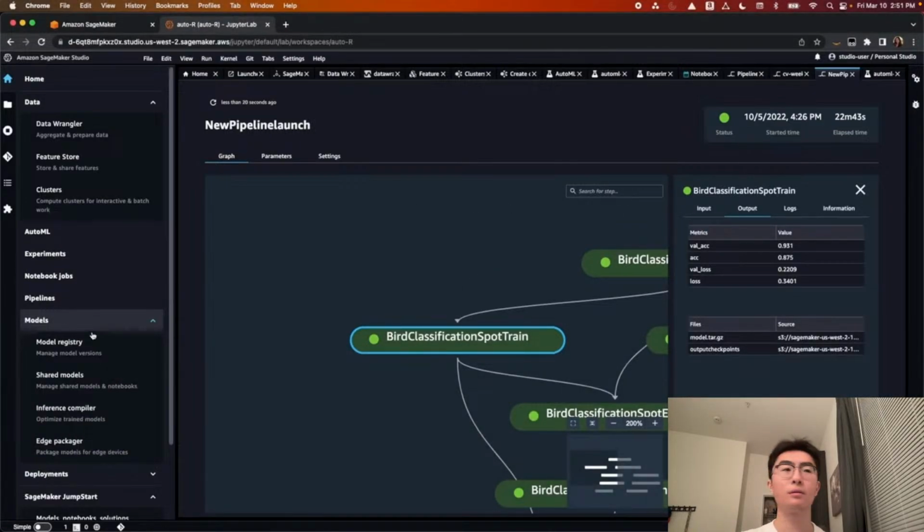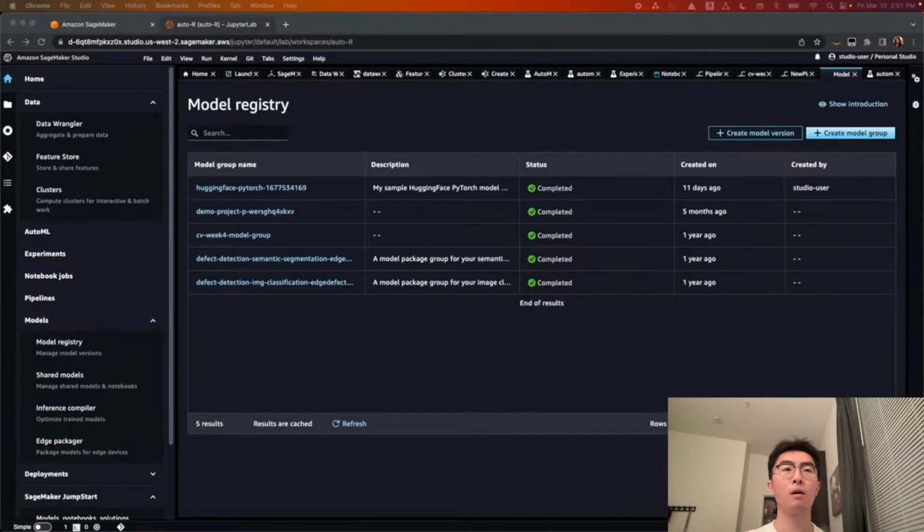In the model section, we'll begin with model registry, where you can catalog models for production, manage versions, associate metadata such as training metrics to a model, and manage the approval status of a model and deploy models to production with CI/CD.